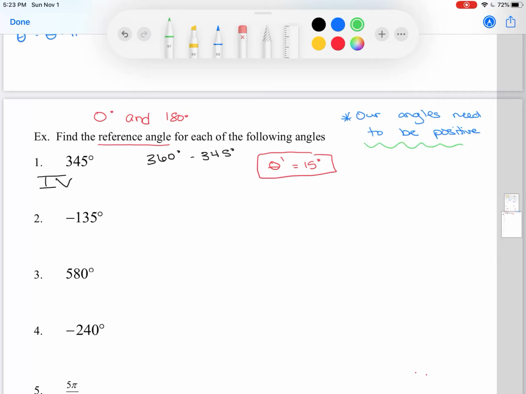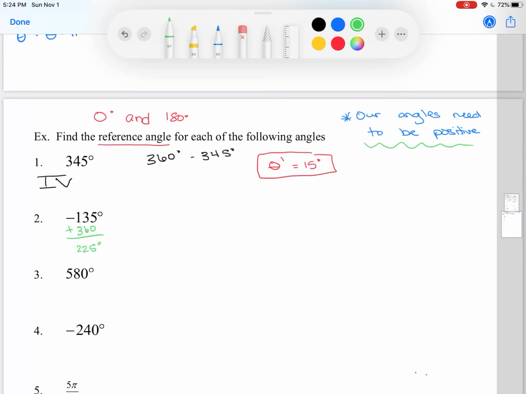I would say arc theta, or our reference angle, equals 15 degrees, just to be specific. All right. For question 2, we have negative 135 degrees, but we have to remember that we can't find reference angles unless they're already started as positive. So I'm going to remember the coterminal angles. That's where that section comes into play here.